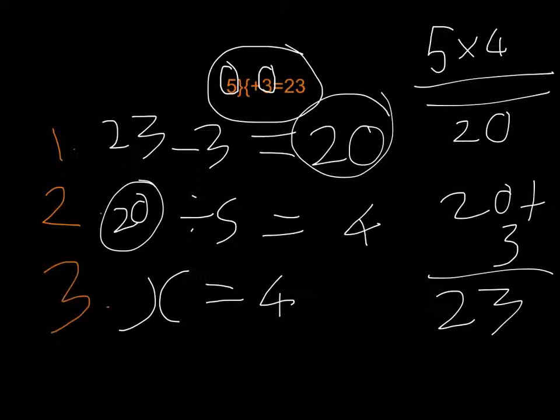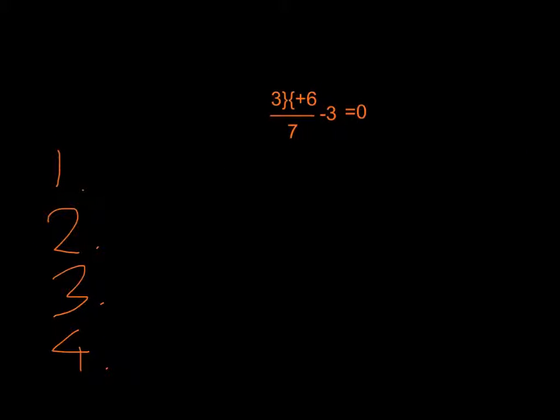Now let's move on to a much more difficult equation. 3x plus 6 divided by 7 minus 3 is equal to 0. Now, first we put a 0 here and plus by 3 because it is the opposite of minusing. So 0 plus 3 is equal to 3.